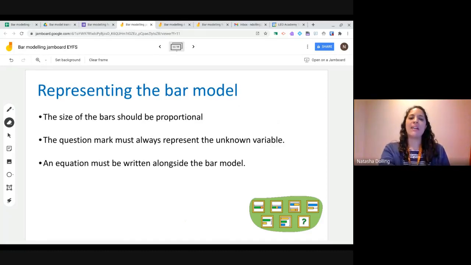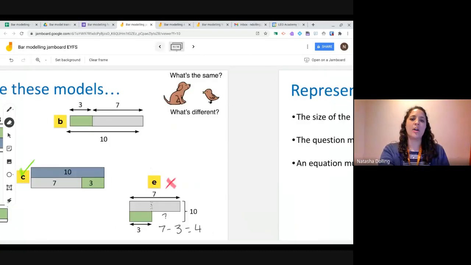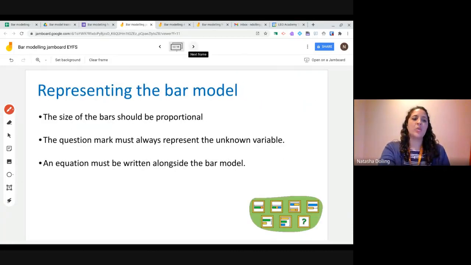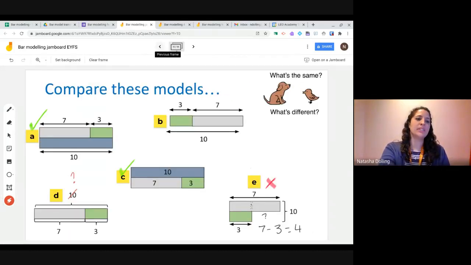Now, we did not have unknowns in these examples of bar models, but for example, let's imagine, if I take bar model D here, that this was the unknown. That would then link nicely to my third point, which is an equation must be written alongside the bar model. And that's really important. So this bar model D is now showing 7 add 3 equals question mark.